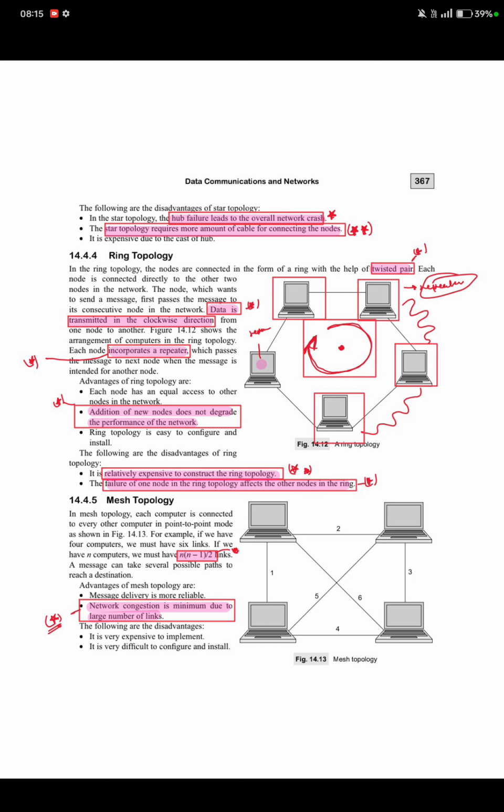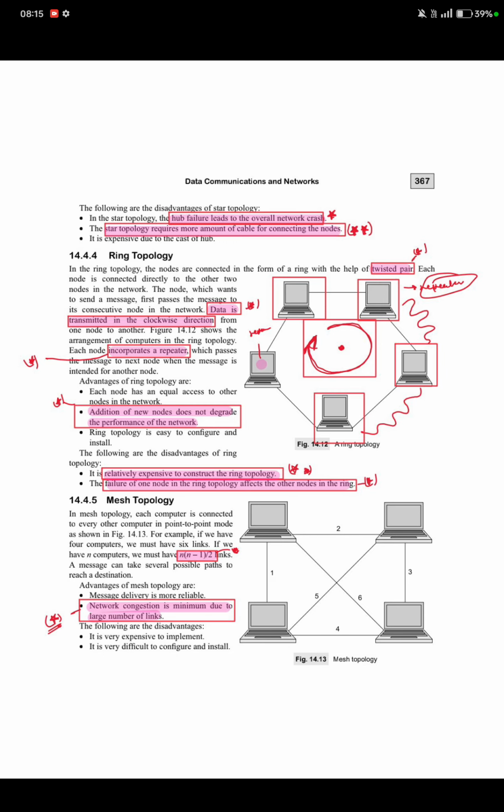The following are the disadvantages of star topology. Hub failure leads to an overall network crash. If the hub fails, the network fails. Star topology also requires a greater amount of cable for connecting the nodes.